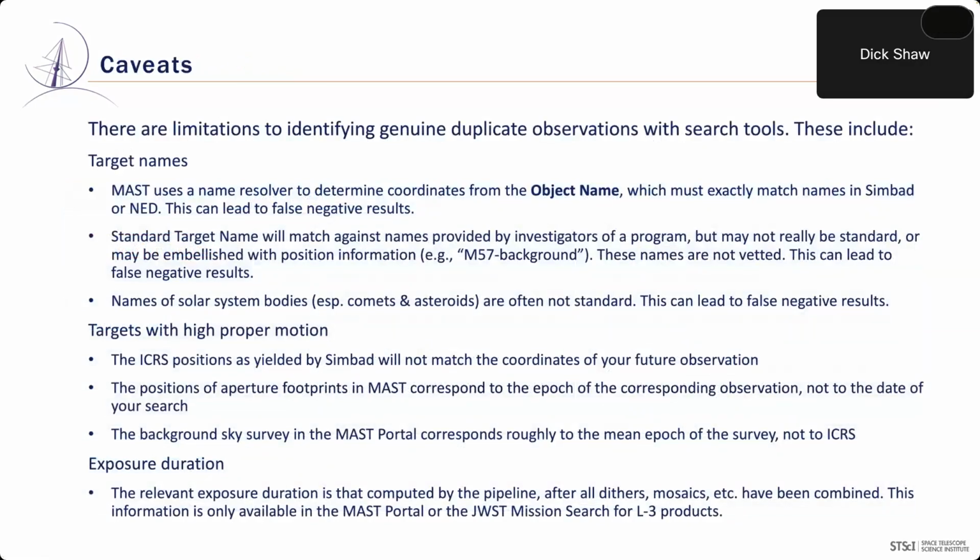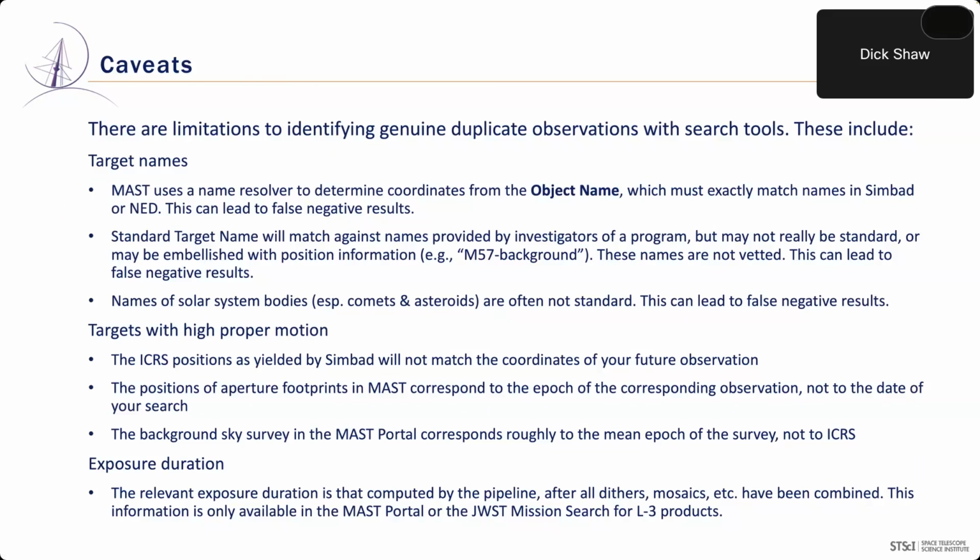Targets with high proper motion can be another difficulty if you're using a small aperture. The ICRS positions as yielded by SIMBAD will not match the coordinates of your future observation. If you look in the MAST portal, you'll see that aperture footprints in MAST correspond to the epoch of the actual corresponding observation. That is the time it was taken, not the date of your search and not ICRS. The background survey in the MAST portal corresponds roughly to the mean epoch of the survey, not ICRS.